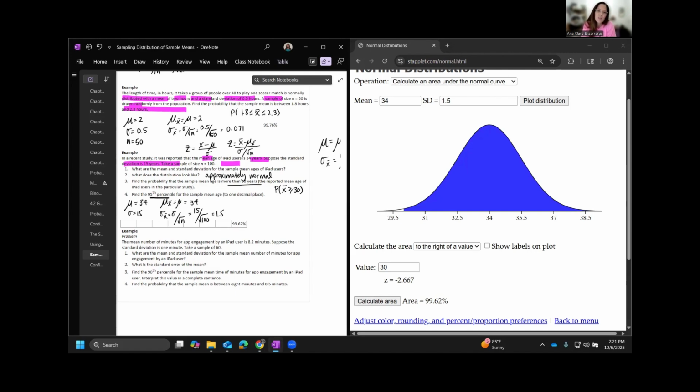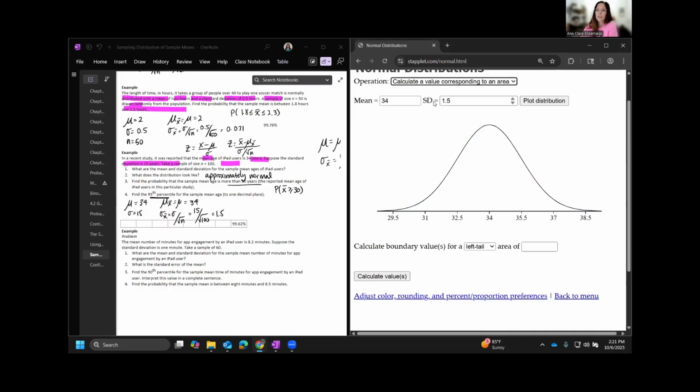The last part of this question asked me to find the 95th percentile. So I can't calculate the area. I'm given an area and I need to find the value. So I need to switch this operation to calculate a value. And I want to do 95th percentile. Now remember, percentile means from that value down, which is left.